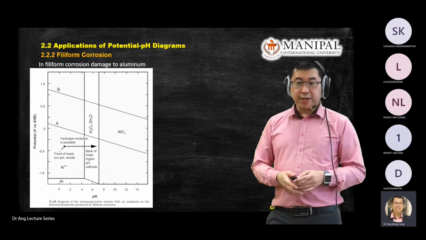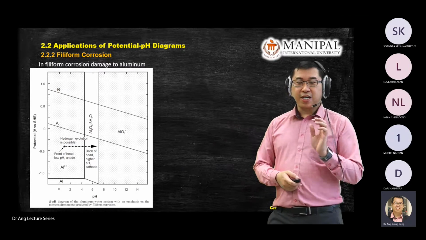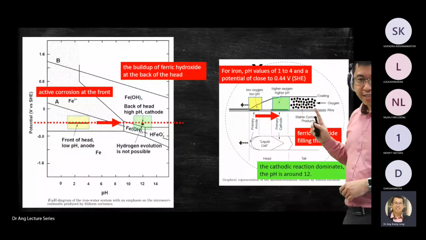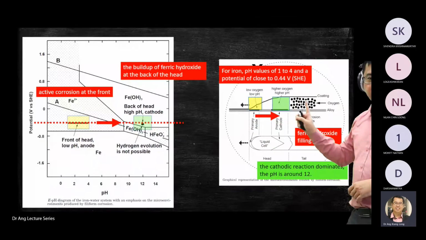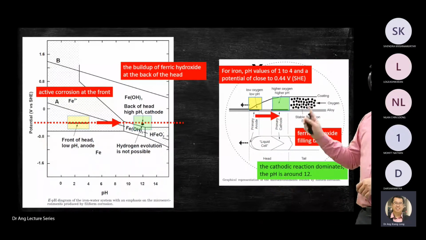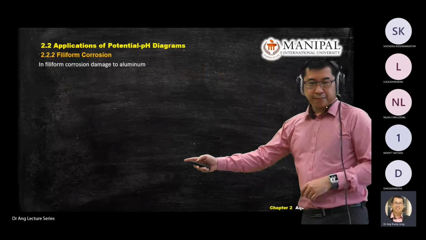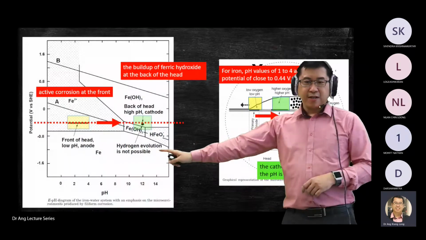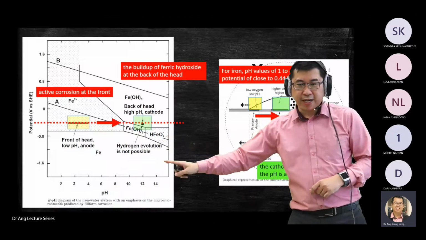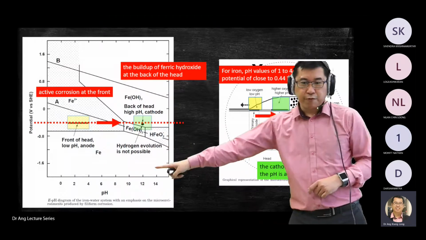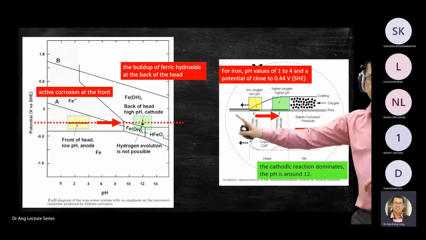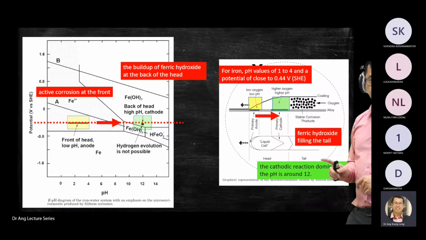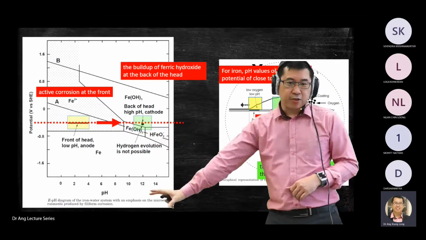So schematic diagram, if the question asks you to draw a schematic diagram, it means something like this. We expect you draw something like this, but using pH diagram, meaning you reverse the process. Just now we explained from here to here. The exam or test might be from here to here. What they expect, you read from the graph, you draw the diagram and explain what happened to the head, what happened to the tail.